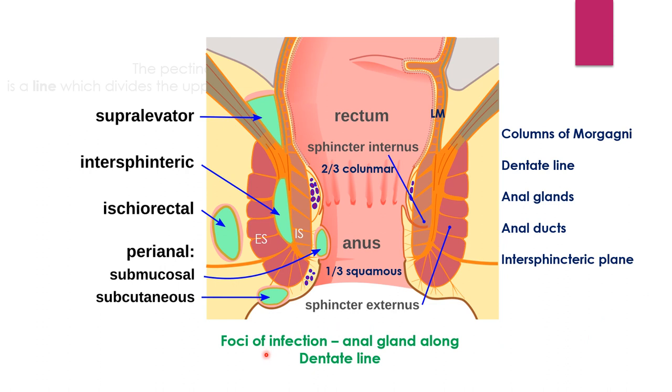The focus of infection of a perianal abscess begins in the perianal glands or anal glands, which are located along the dentate line. From here, the abscess spreads in all directions and produces the various types of abscesses.